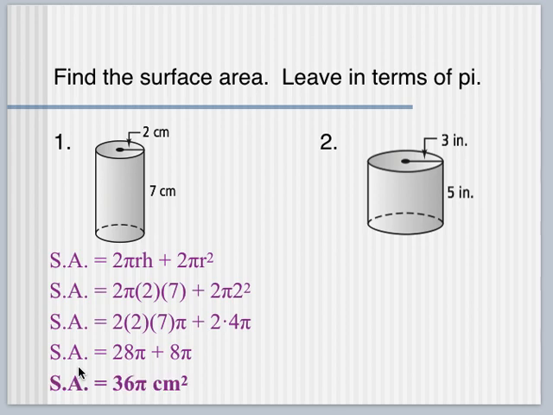And then you could add, they both end in pi, so they're like terms, 28 pi plus 8 pi, 36 pi centimeters squared, since it's area. That's how much surface area your cylinder has, how much wrapping paper it would take to cover the whole cylinder. Go ahead and try question 2 on your own and pause the video until you're done.